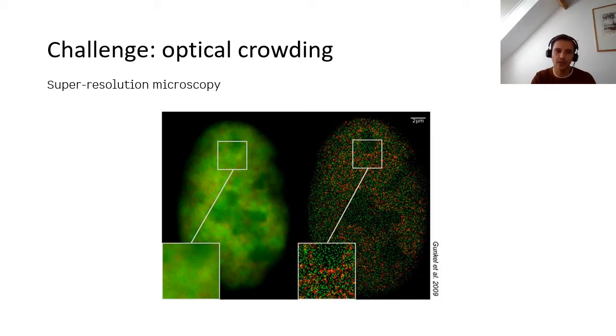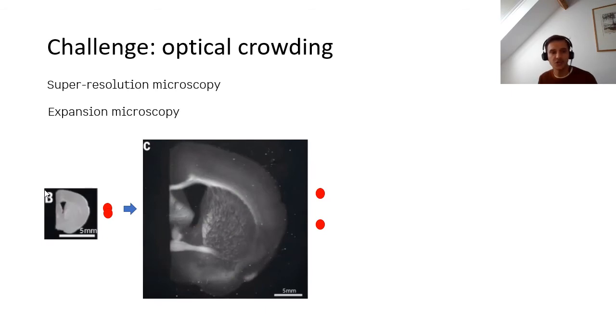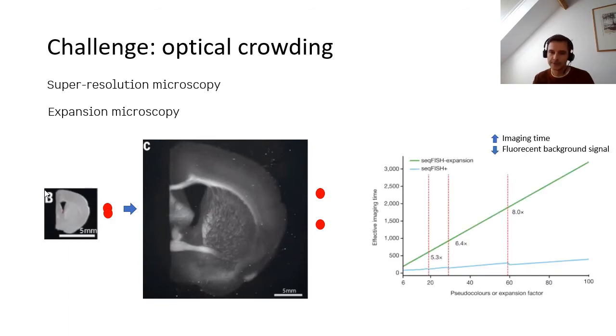Another way of approaching this is using expansion microscopy. Again, if you have an image of a cell with a lot of fluorescent dots that you cannot decipher because they're too close to each other, you can actually expand your tissue with a linear expansion protocol, where you then have those two individual dots that you can distinguish because they're just further apart. This also helps with reducing the fluorescent background in certain tissues.